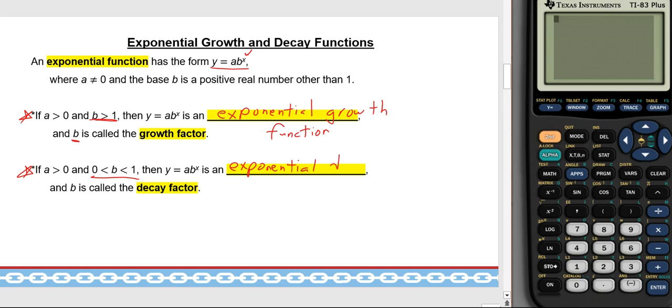Exponential decay can happen, again, in populations of different things. It can also happen with isotopes, the radioactivity of materials, things like that. When you have that, your b value that's between 0 and 1 is called the decay factor instead of the growth factor.